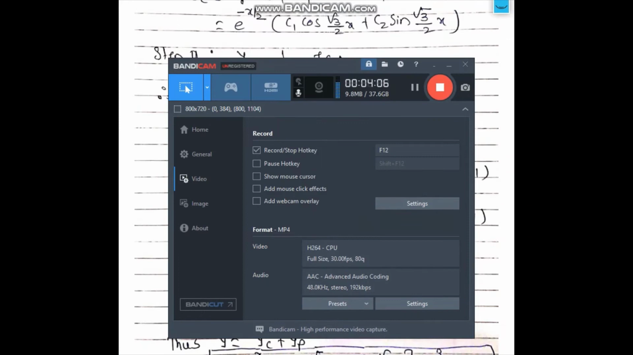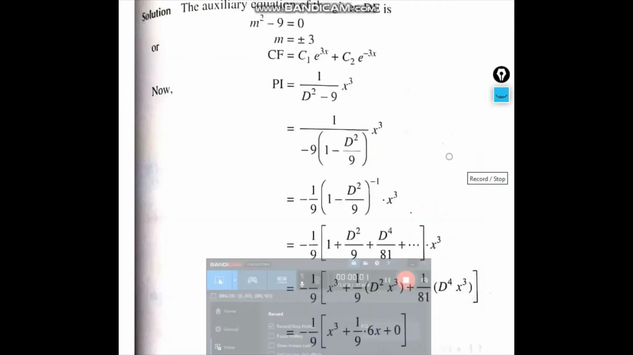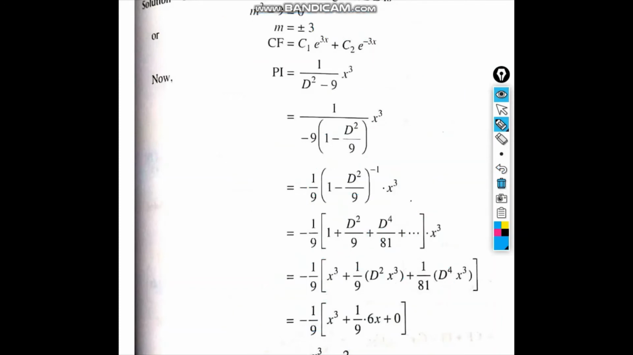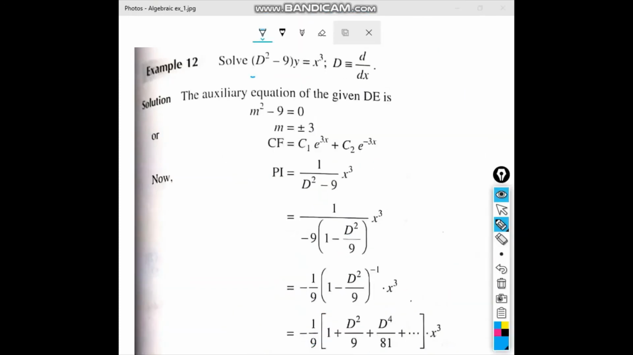Okay, so hello, I'm Sachin Vivare. This is the third example on the algebraic function. So here the example is d square minus 9 of y is equal to x cube. Okay, d square minus 9 of y is equal to x cube.